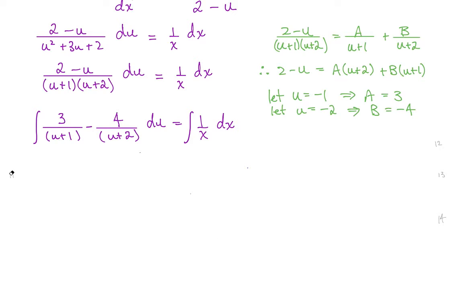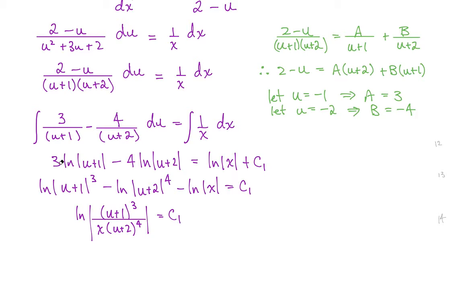When I integrate both sides, this is what comes from it. I get 3 ln|u plus 1| minus 4 ln|u plus 2| equals ln|x| plus, and I'm going to call it C1 for now. Now I'm going to use the rules of logarithms, bringing the 3 up to an exponent and the 4 up to an exponent here, and I'm going to get the ln x to the left side of the equation. When I'm adding and subtracting logarithms, they turn into products and quotients. So this turns into ln|(u plus 1) to the 3 over x(u plus 2) to the 4|, and that's all equal to C1.